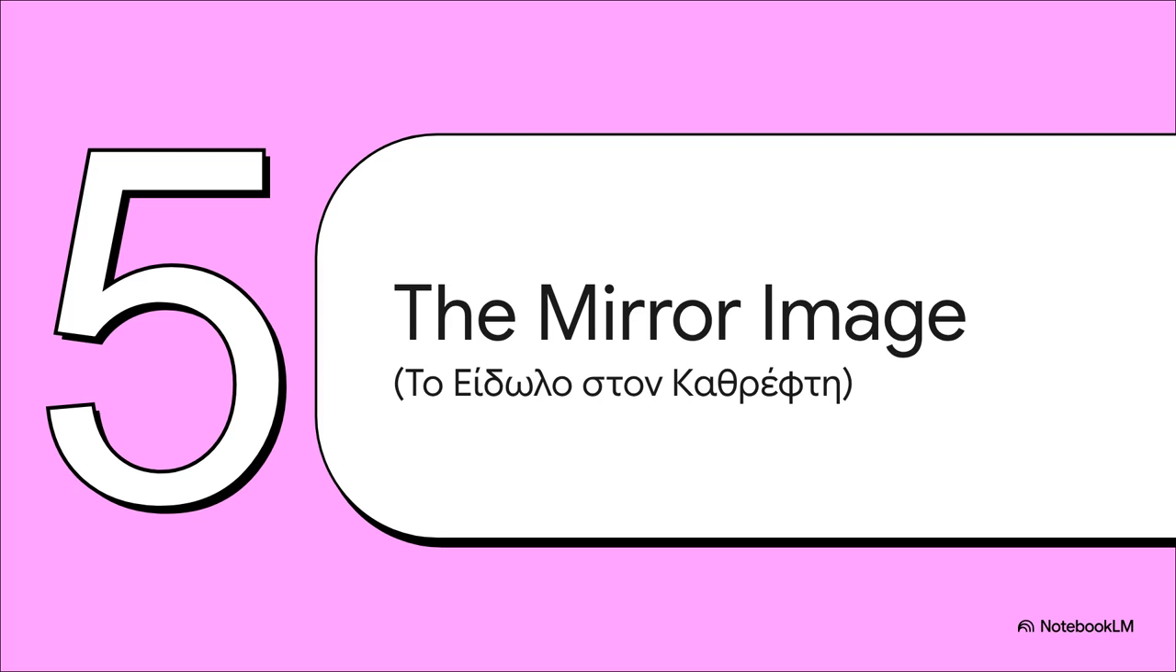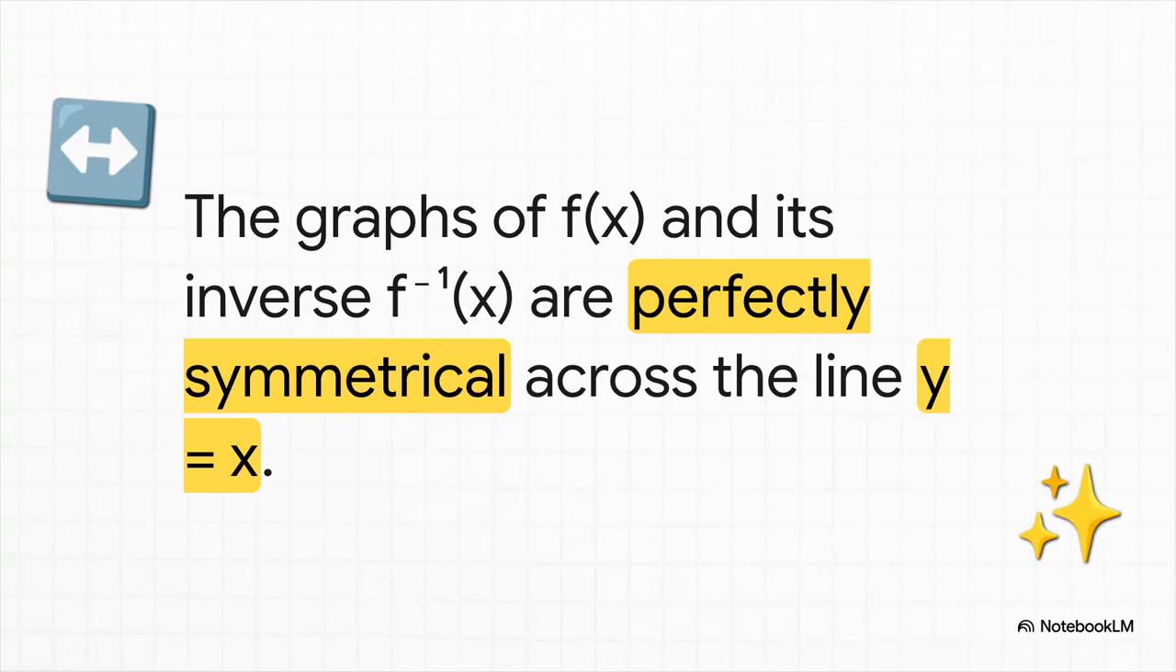Okay, time for the final piece of the puzzle. What does this deep connection between a function and its inverse actually look like? It turns out there is a stunningly simple and beautiful picture that tells the whole story. And here it is. Their graphs are perfect reflections of one another. And the mirror? It's just that simple diagonal line, y equals x. If you could somehow fold the graph paper right along that line, the function's curve would land perfectly on top of its inverse's curve. It's a perfect match.